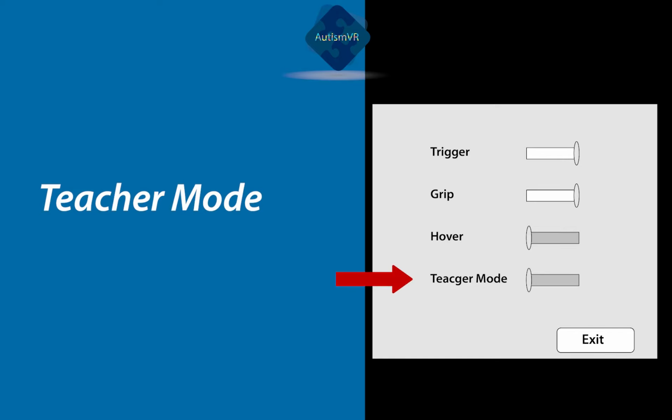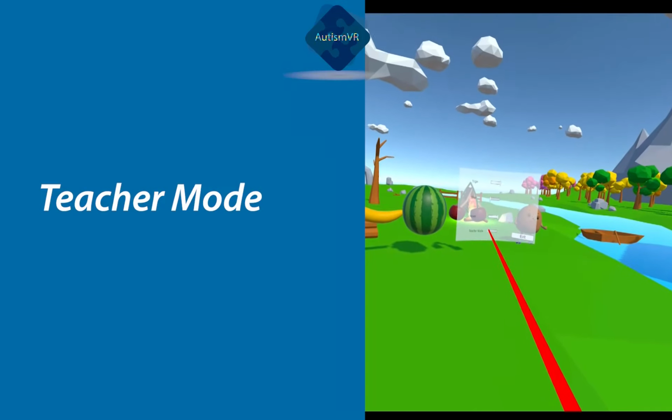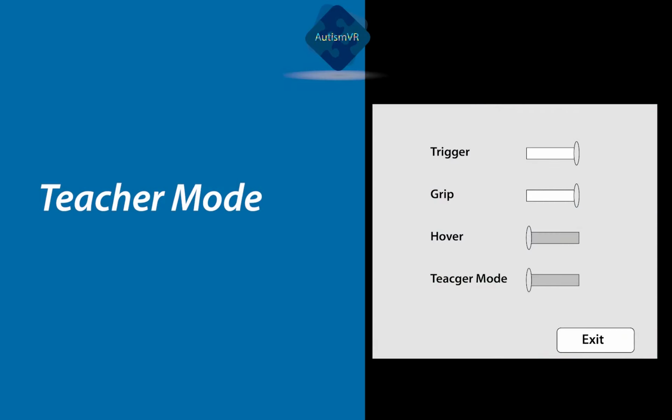Teacher mode. By enabling teacher mode, the system's AI will pause recording results. This ensures that the trainer's activity does not interfere with the child's progress records.